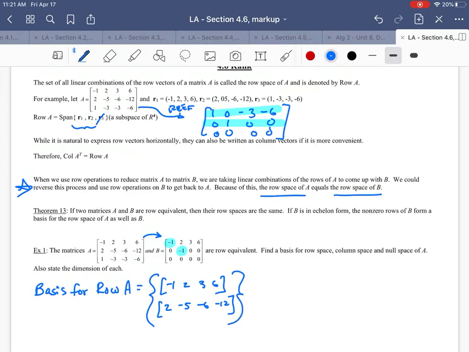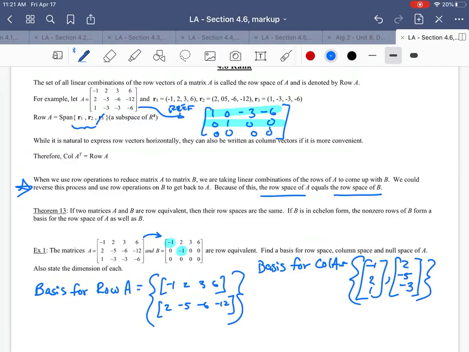All right, and then you have your basis for the column space, which is the 2 columns with the pivots. So that would be negative 1, 2, 1, and 2, negative 5, negative 3. Okay, and so you would say the dimensions are 2 for both of those things. So the dimension equals 2, and over here the dimension is 2 because there's 2 things in them.